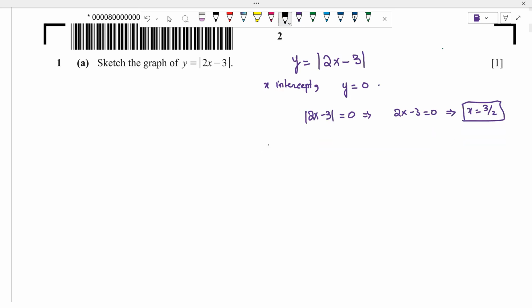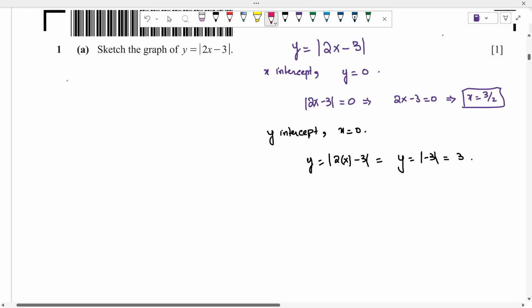Now we find the y-intercept. x is equal to 0, so we have y equals |2x − 3|, and when we plug in x equals 0 we will have negative 3. So the absolute value is positive 3.